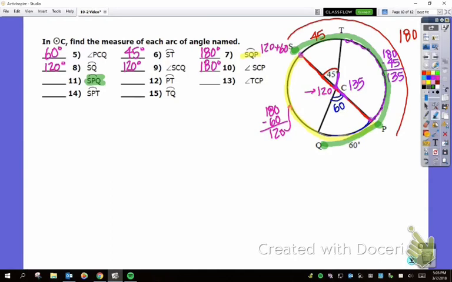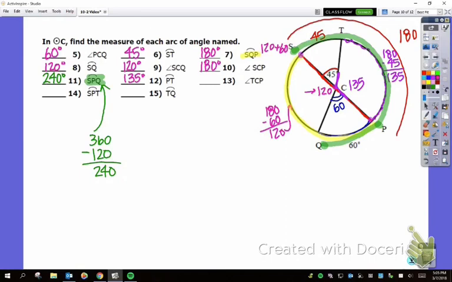You could add all your arcs together, or we know that there's 360 degrees in our full circle, which I think is a little bit easier. So we could say 360 minus the arc that we're not touching, which is 120, and that ends up giving us 240 degrees. The other way you could do that is add 45 plus 135 plus 60. Our next one is arc PT, and arc PT we found as 135 degrees.